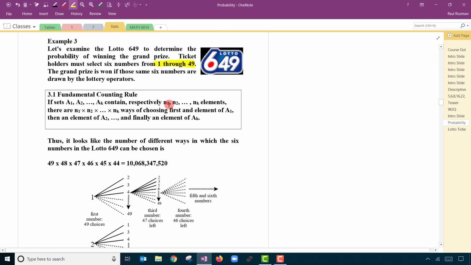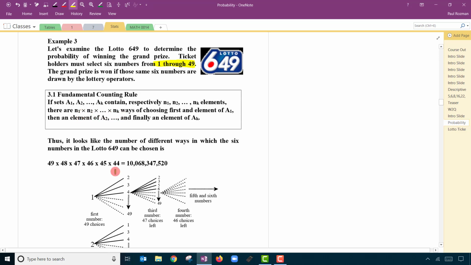We have this fundamental counting rule where basically you just multiply the number of ways things can happen times each other to get a total. So I listed it out here. I have event A1 and it has N1 ways of happening. Event A2 has N2 ways of happening. So if I want to find the total number of things that I can have, I just multiply all these N's together.